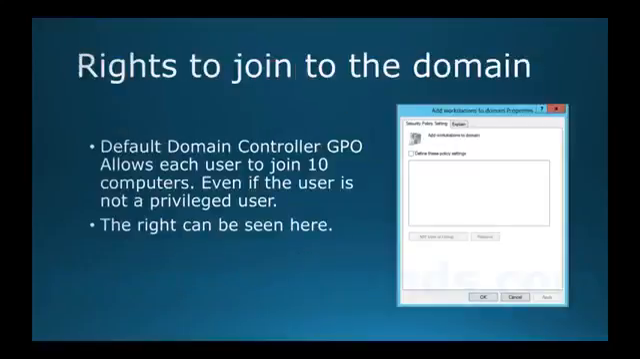Now, this is not a commonly known thing, but it does show up in the book. It's actually shown up in the book since, oh gosh, since Windows 2003. But by default, every user is allowed to join up to 10 computers, even if the user is not a privileged user. The user does not have to be an administrator or a domain admin or any of that. Every user gets to join 10 computer accounts. So the right can actually be seen here. It's in the default domain controller GPO.